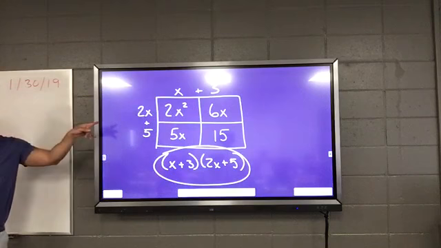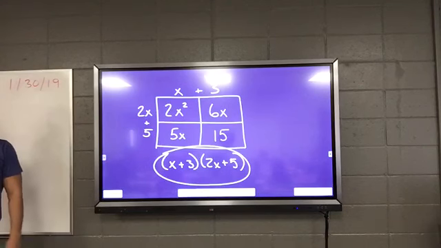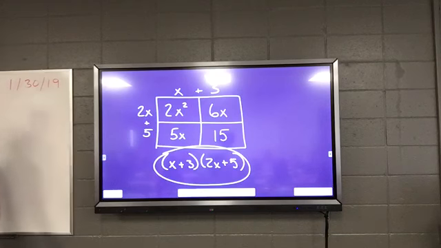Man, if only I could at least picture it in my mind like that, and then I could just figure out those numbers. That's a shortcut. If you don't get the shortcut, it's okay. We do have time, and I really want you to get practice.